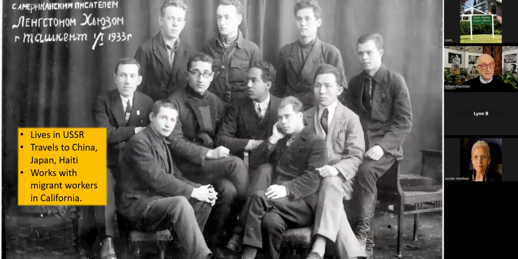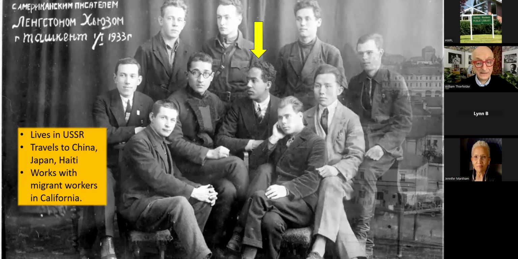Meanwhile, in 1932, Hughes became part of a group of black people who went to the Soviet Union to make a film depicting the plight of African Americans in the United States. The film was never made, but Hughes was given the opportunity to travel through the Soviet Union and to the Soviet-controlled regions in Central Asia that were usually closed to Westerners. And then before returning to the States, he also traveled to China, Japan, and Haiti. And when he did return, he worked with migrant workers in California.